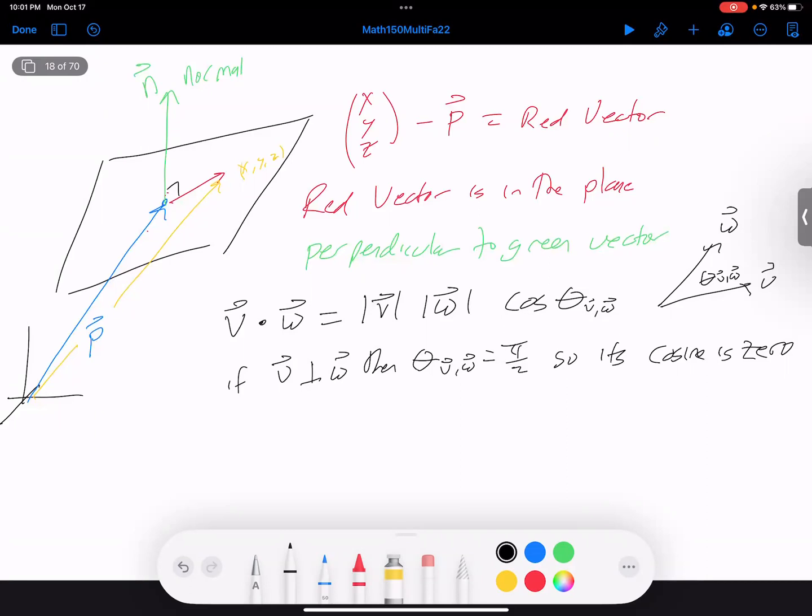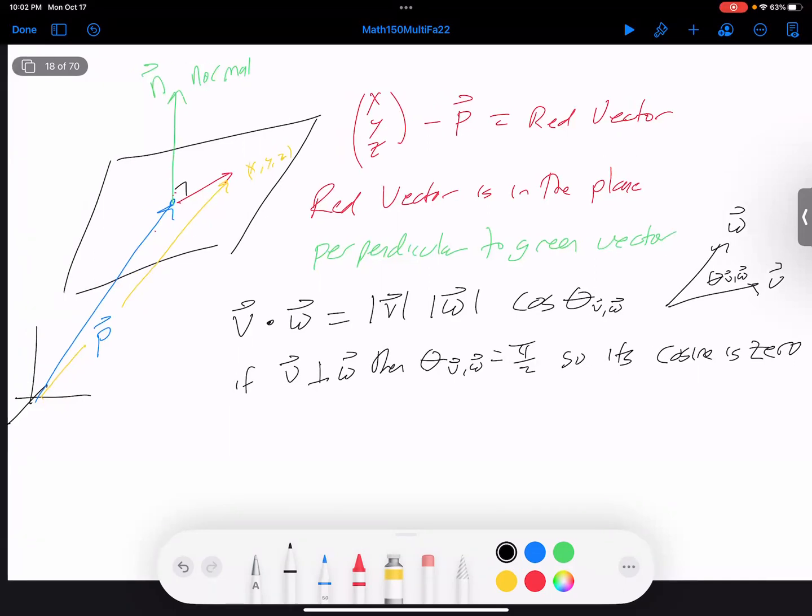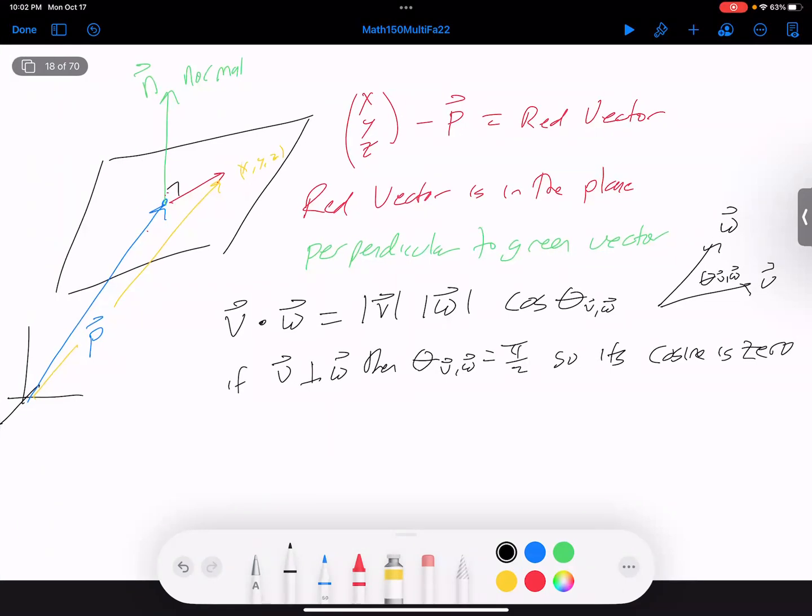Well, look at the equation. What equation do we have that involves the cosine of the angle? Look on this page. No, this one, sorry. What does that say? That V dot W would be 0. And how do you take the dot product of two vectors? That's when you multiply the components and add.